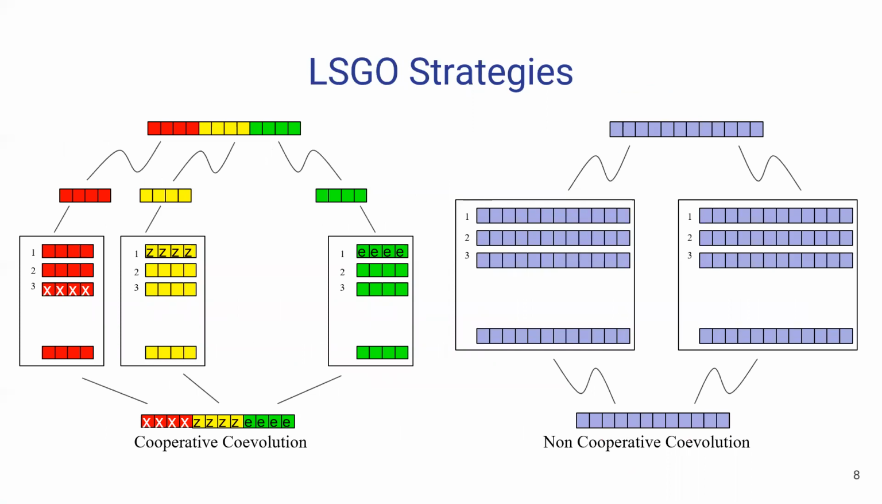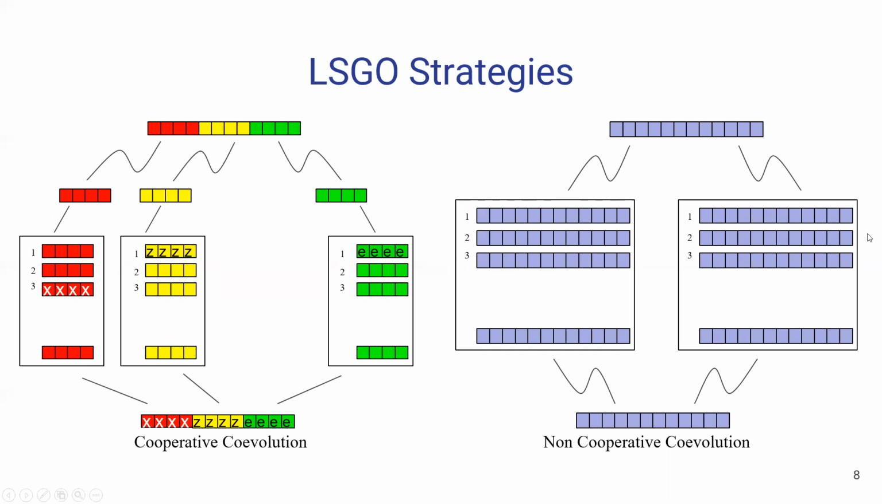LSCO techniques are basically divided into two categories: cooperative coevolution and non-cooperative coevolution. Both techniques are used to divide the population across the partitions. In cooperative coevolution techniques, a high dimension problem is divided into low dimension subproblems. These subproblems are then evolved separately on partitions. The best solution is obtained by concatenating the best solutions obtained from each partition.